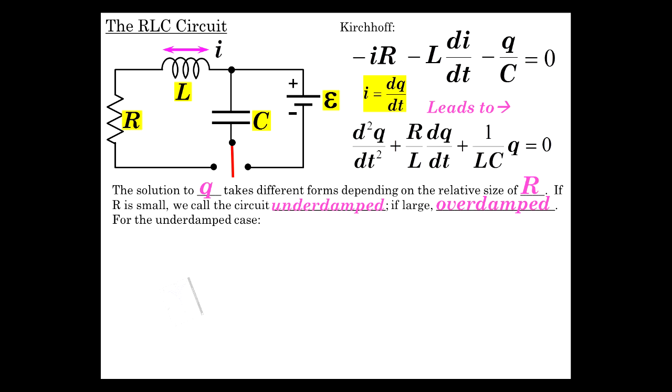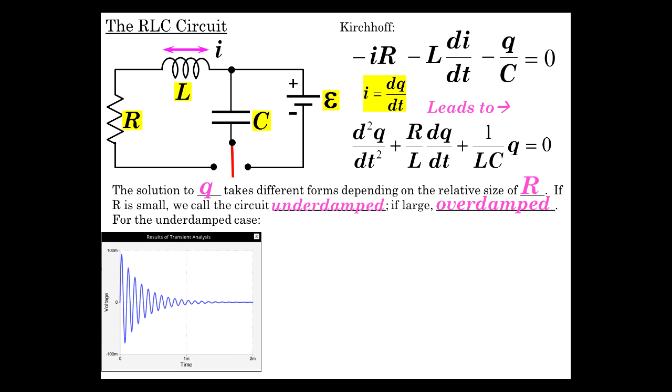It's the same idea. For the underdamped case, we end up with this kind of a result, sometimes called a ringing circuit because of the way it sounds. And so we have this oscillation that's diminishing in a very particular way. Whether voltage or current, either one.